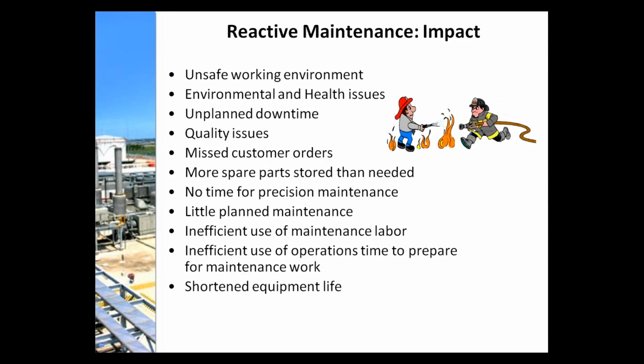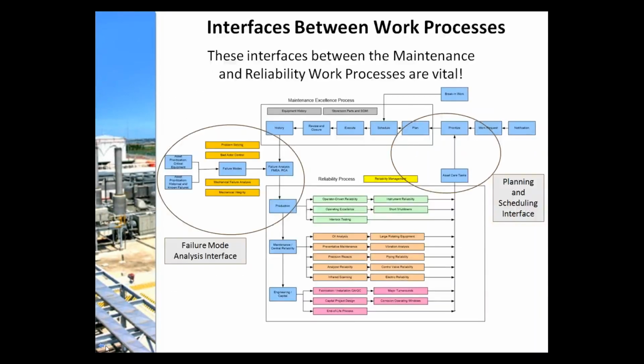It's kind of like the analogy of when you see small children playing soccer. They all tend to move with the ball, and that's what happens to the maintenance group. They all tend to move to the next breakdown that occurs. And of course, shortened equipment life means higher equipment expenditures. Now, so why do I mention all this work around reactive maintenance?